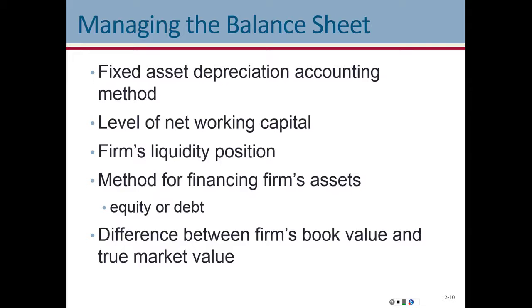Now, things that we need to look at when we're analyzing a balance sheet. How do we account for depreciation? There are a lot of ways to account for depreciation. How much net working capital do we have, right? We can have a lot of net working capital, or not that much. By the way, net working capital is current assets minus current liabilities. Every time we're going to take a new project, we might need to have more net working capital. We might need to have more cash. We might need to have more inventories.